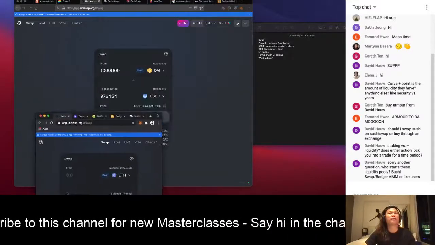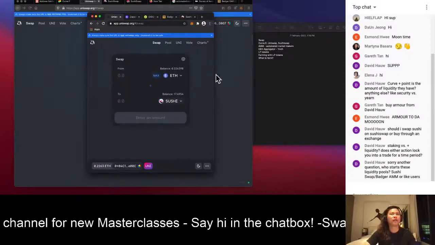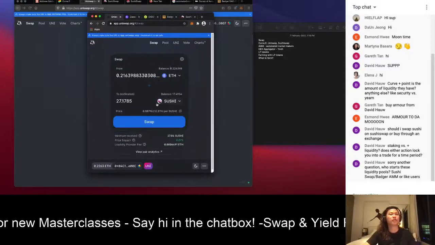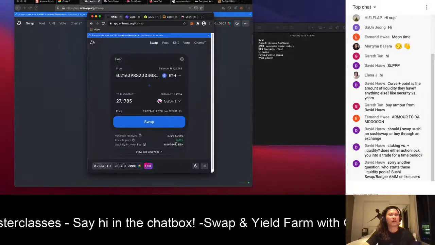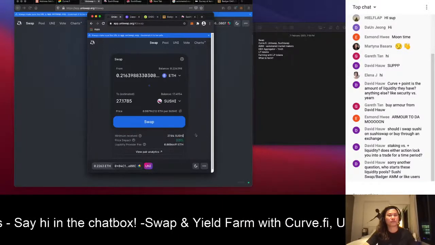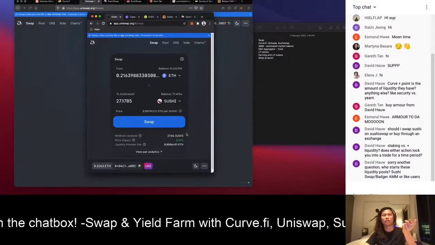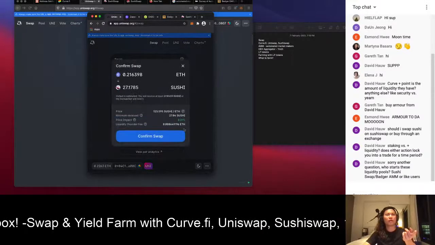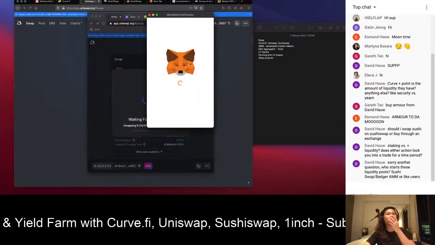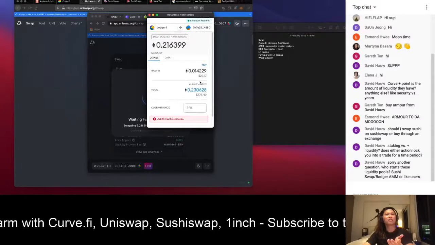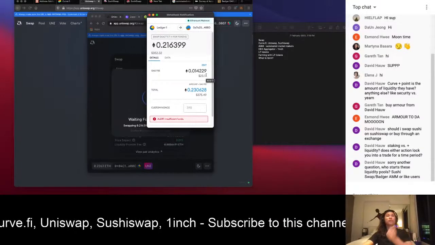So here, this is mine, right? My personal one. If you're gonna swap Ethereum for Sushi here, the price impact is low, but the fees are already higher, 0.6%. And then if you click swap, confirm swap, look at the fees, man. They're nuts, right? Oh, now it's okay, $23.